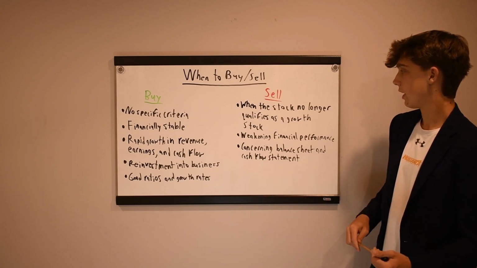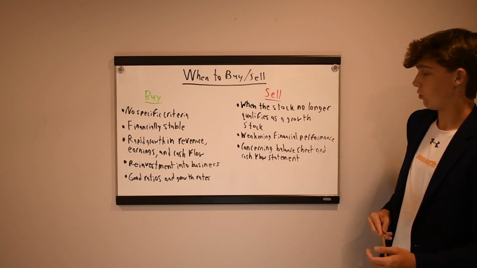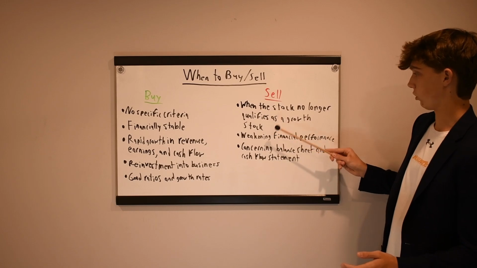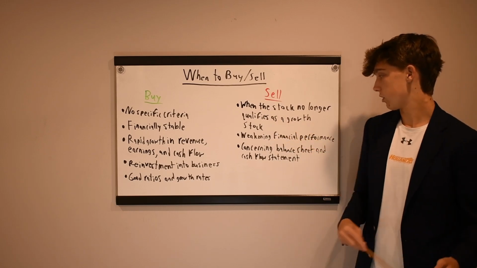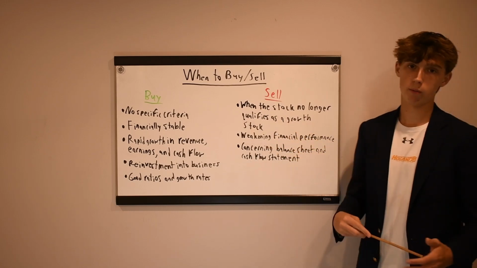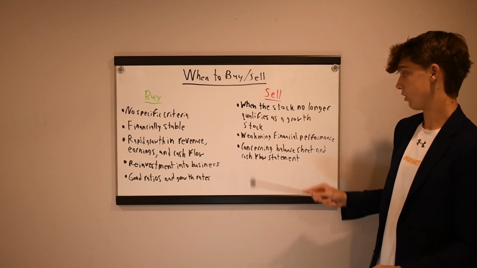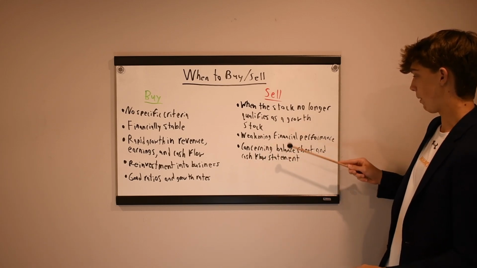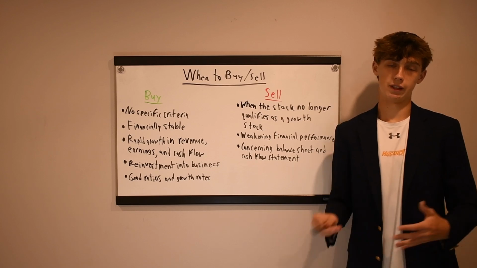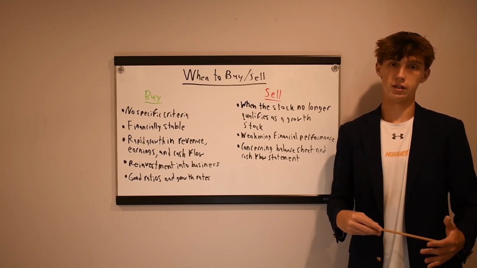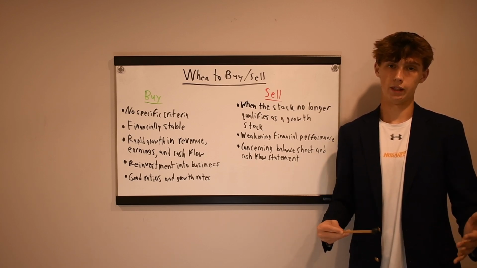Now, when you're selling a growth stock, you want to sell when the growth stock no longer qualifies as a growth stock, and you also want to sell when there's weakening financial performance, such as lowering growth rates. You also want to sell if there's concerning things on the balance sheet and cash flow statement that may affect the sustainability, like lowering growth rates and the current business model not being what you want it to be.